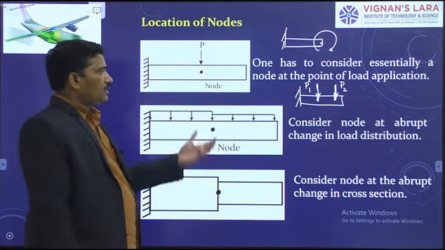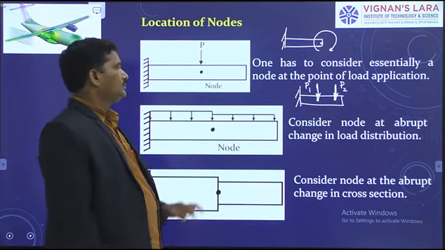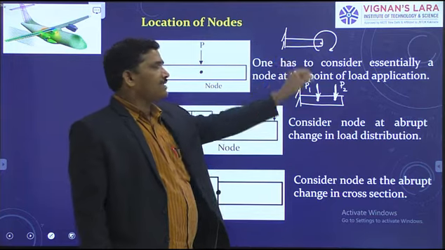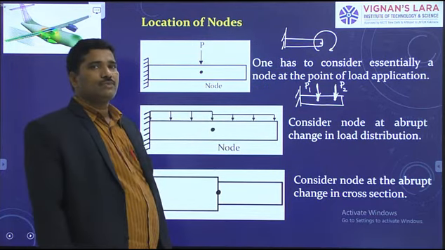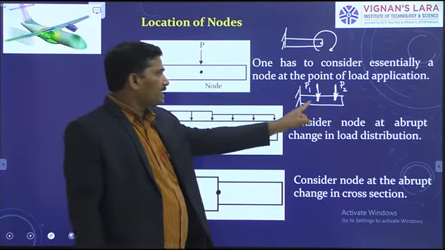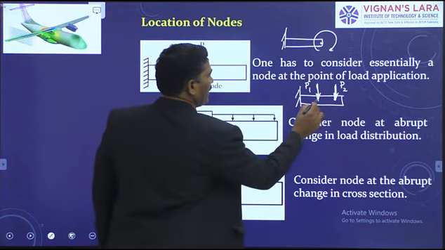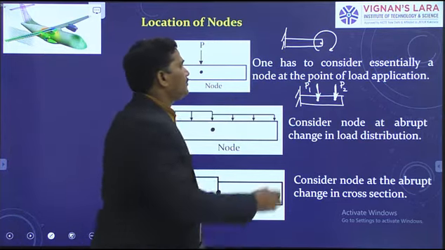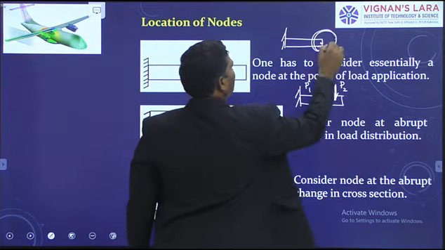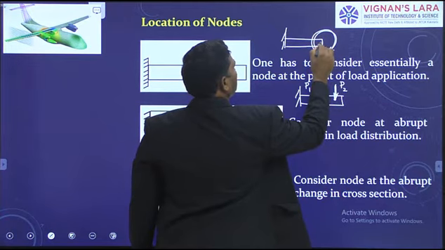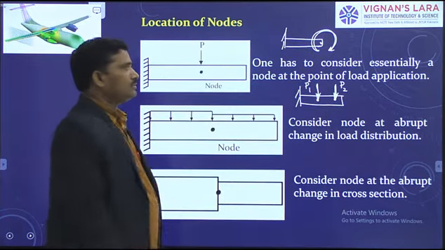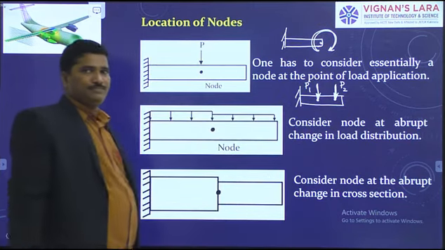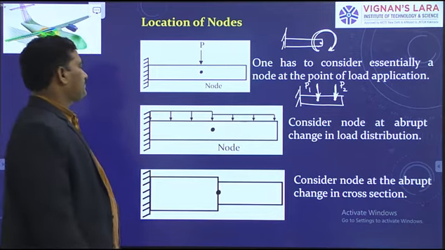Right? How many cases have we seen here? Two cases. In the first case, we observed concentrated loads acting. At the point of application of the load, you have to take a node essentially. In the second case, we have seen a couple acting clockwise like this, about an axis passing through this point. Therefore, at this point you have to consider a node. Right? Next one.